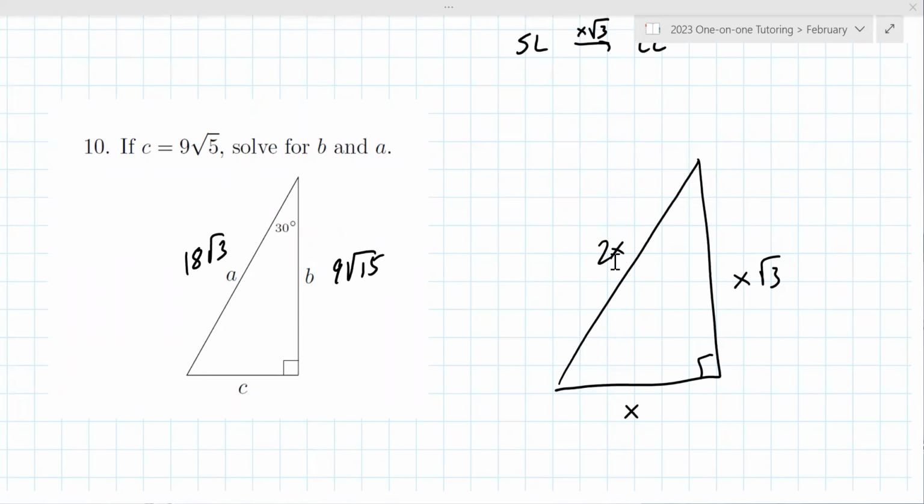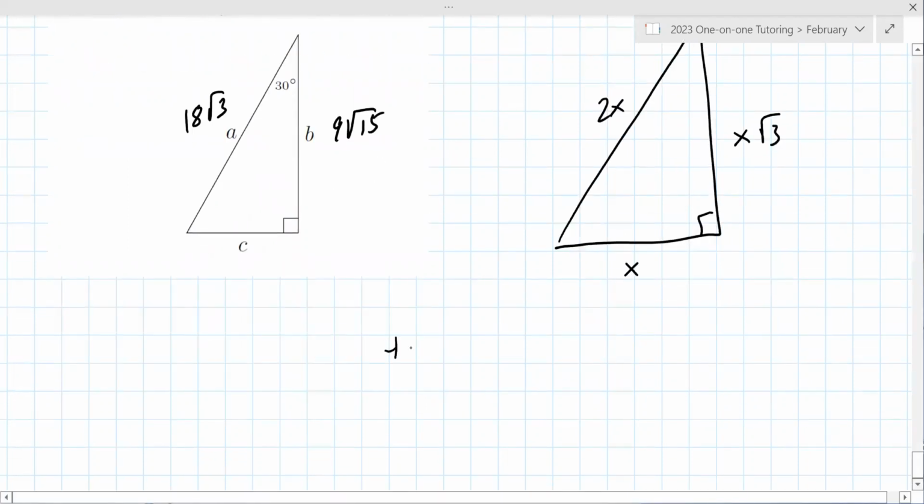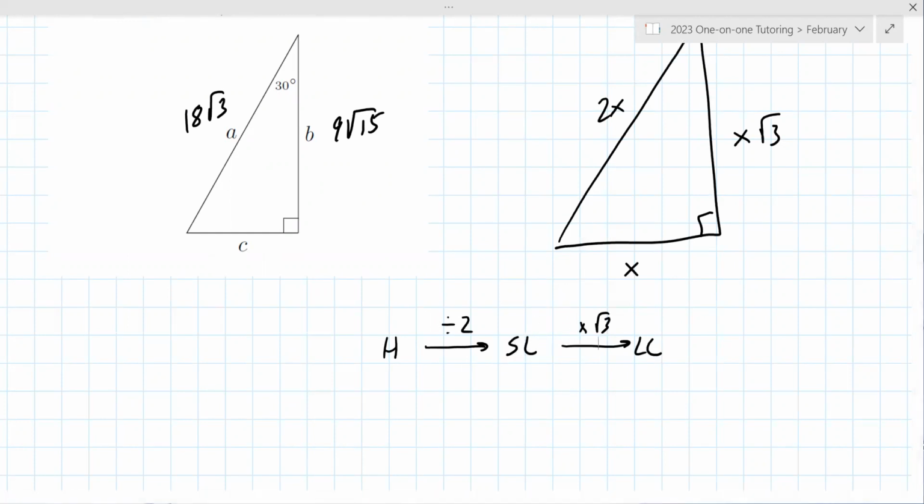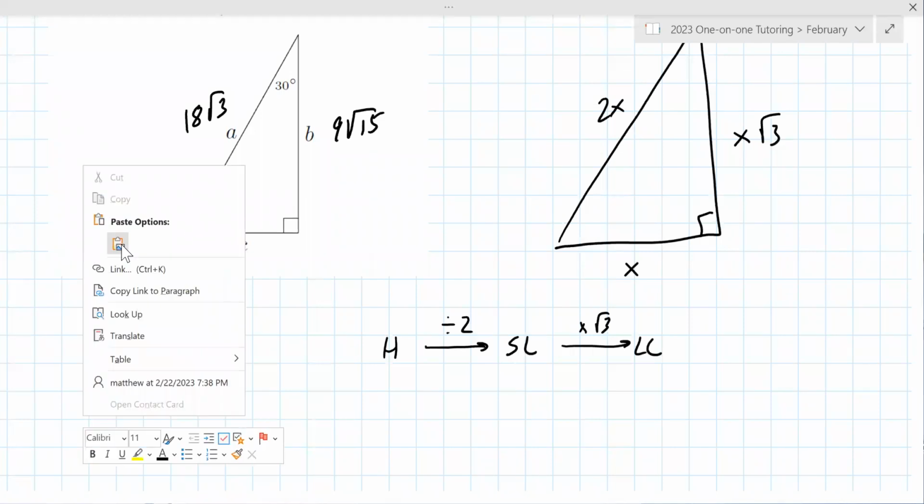Once you get the hypotenuse, you can get the opposite short leg by dividing it by half. And then you get the adjacent long leg by multiplying by the square root of 3. See how that path goes, you have to get a short leg to get the long leg. Okay, so here's one for you to consider. And then we'll increase the difficulty a little bit here.